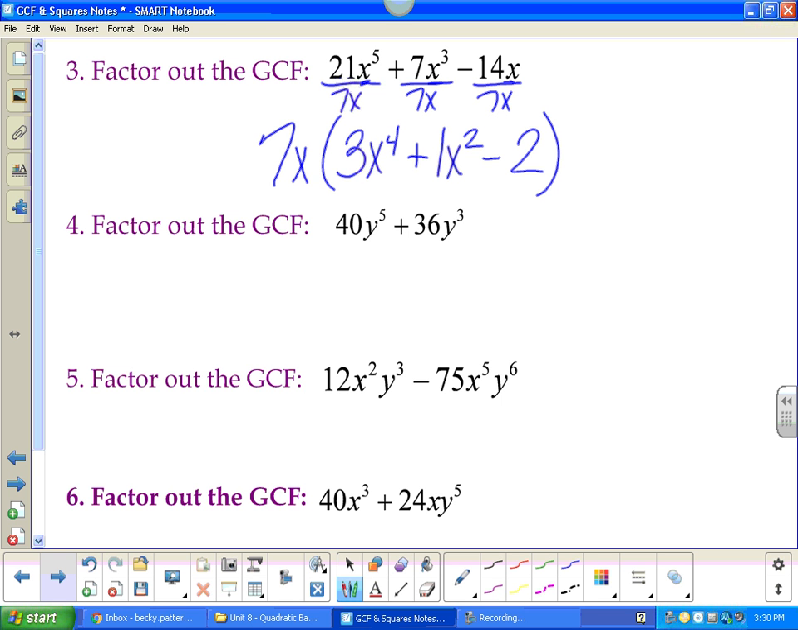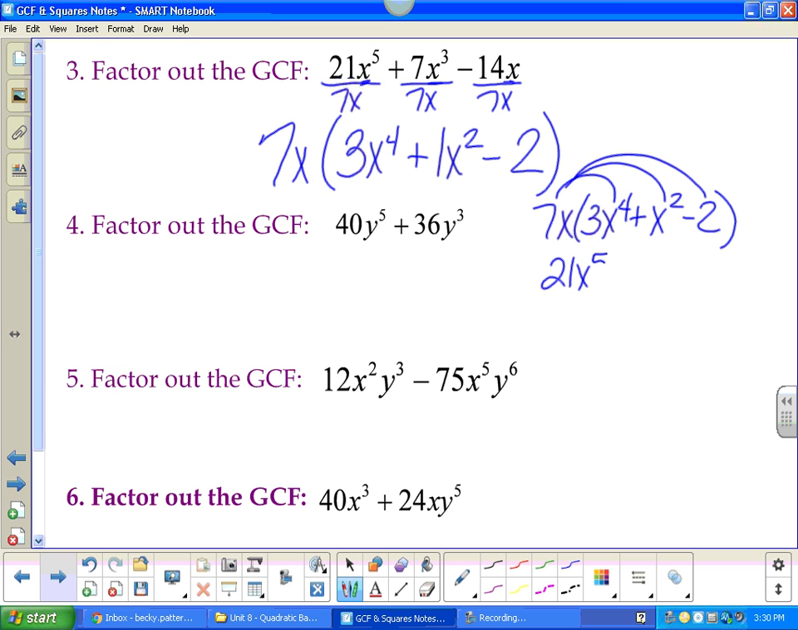Now, on the last lesson, we were working on distributing. So if on the last lesson I had given you this, then you would have said distribute, and that would have given you 21x to the fifth plus 7x to the third minus 14x, which is our original problem. Factoring is undoing distribution. So instead of distributing the 7x, I'm giving you this and asking you to factor out and write what you have left over.